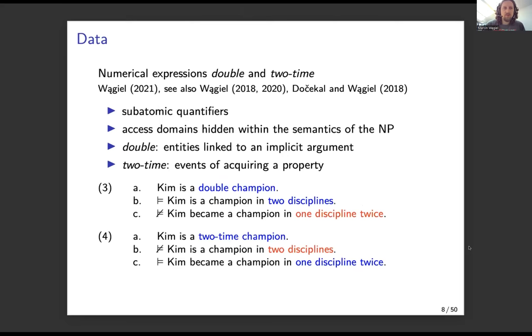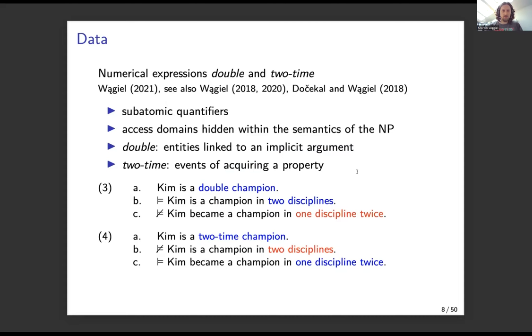In a recent analysis, I argue that numerical expressions like double and two-time are subatomic quantifiers. This means that they access domains hidden within the semantics of the NP, and they target certain components of those hidden domains. In particular, double counts entities linked to an implicit argument associated with the noun, whereas two-time counts events of acquiring a property.